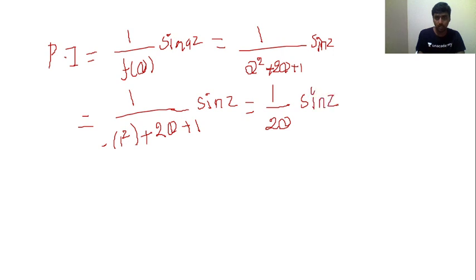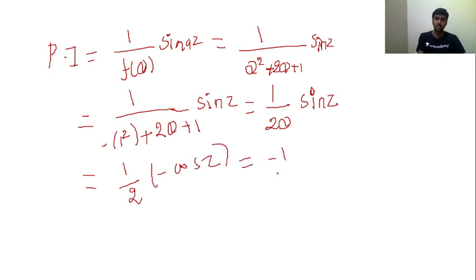So one time integration of sin z with respect to z. We are integrating sin z, we are getting minus cos z. So 1 divided by 2 into minus cos z, that is equal to minus 1 divided by 2 into cos log x. Now coming to the options.